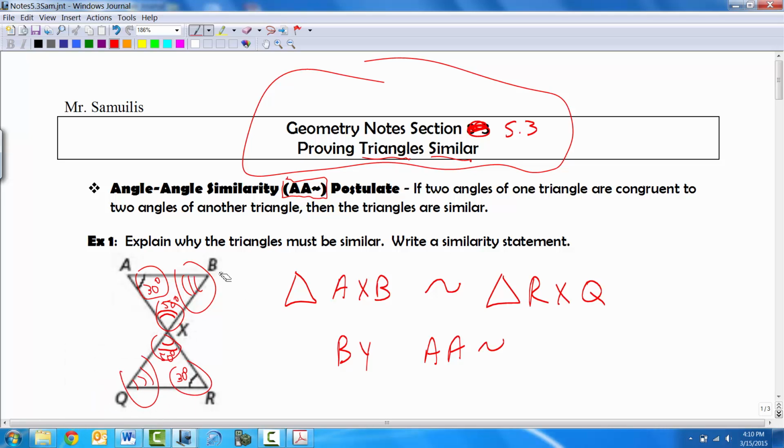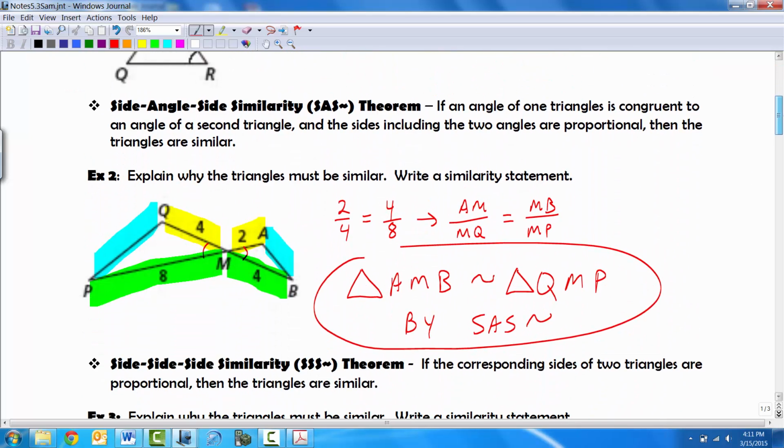It's impossible. The way this was marked to begin with was just this. So you as a student would have to add that this angle is equal to that angle because vertical angles are congruent. Then you could say this triangle is similar to this one, not necessarily congruent, by the AA postulate. And again, order of the letters is important. A must go with R. You should be able to figure that out.